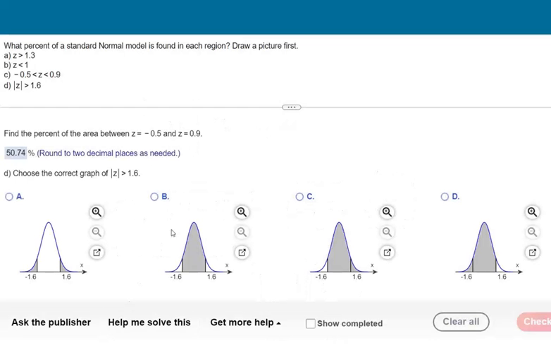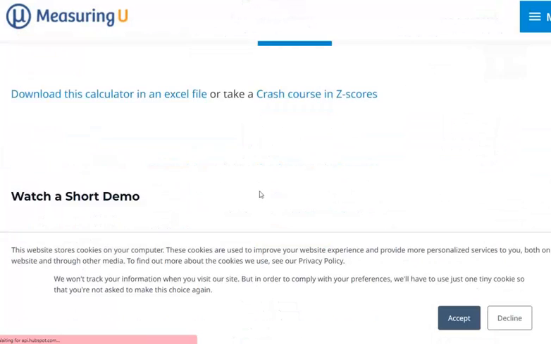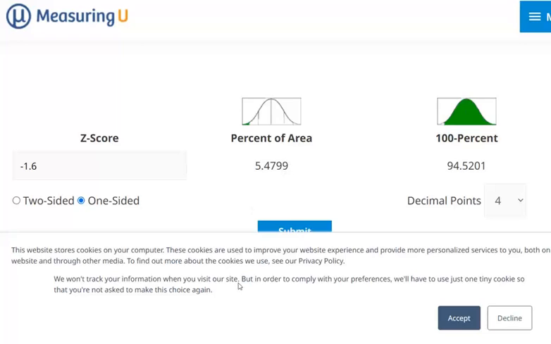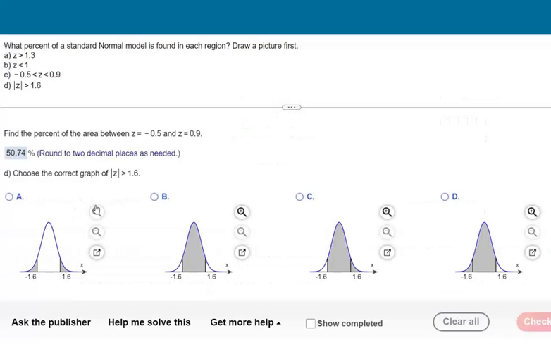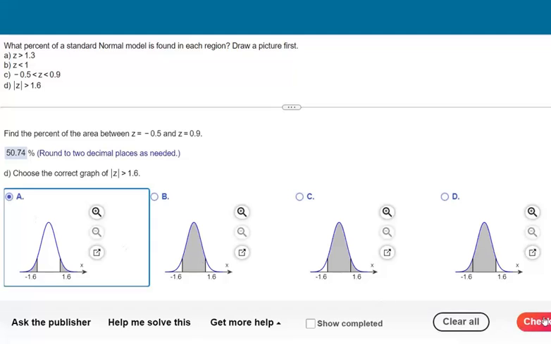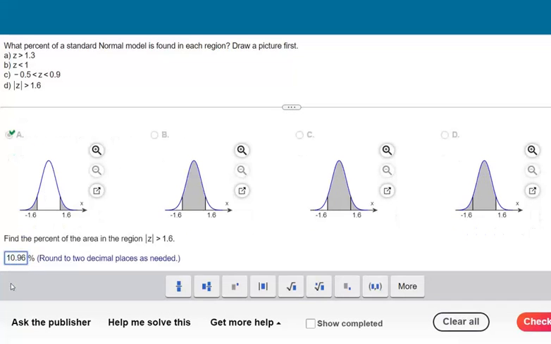So let's do that. Let's look up negative 1.6. The area of that left tail is 5.47, and then the right tail is going to have the same area. So let's just double that. We got 10.96 when we round to the second decimal place. Oops, we want this one. And it is 10.96 if I remember correctly.